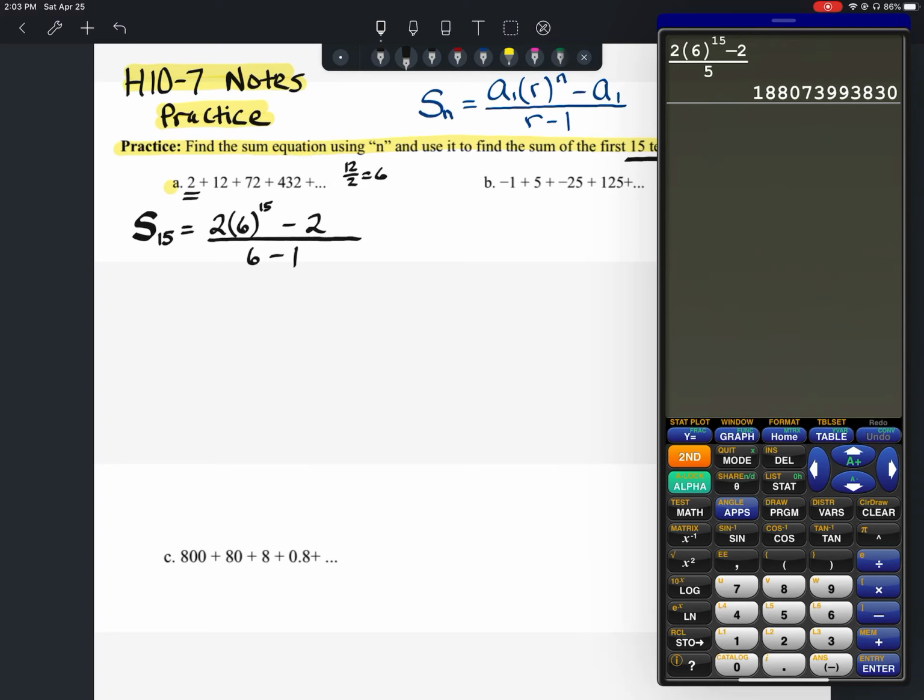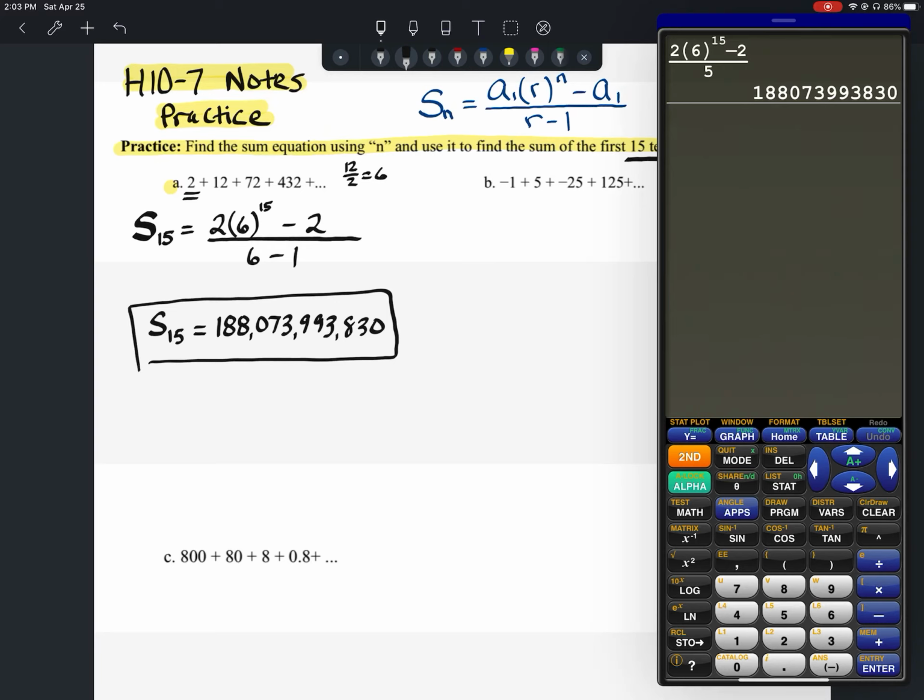So it looks like this one is going to end up being 188,073,993,830. That's just the first 15 terms. That's what they add up to. So you can see how things get big pretty quickly when you're talking about geometric series.